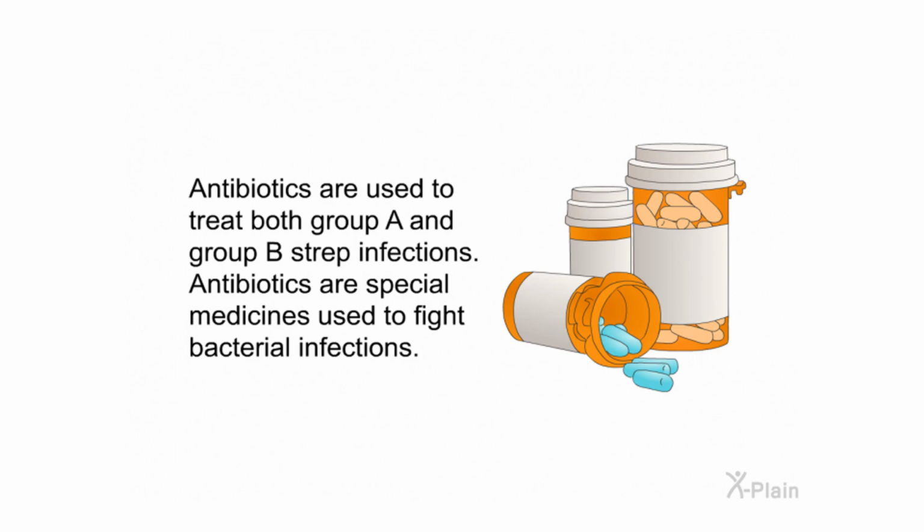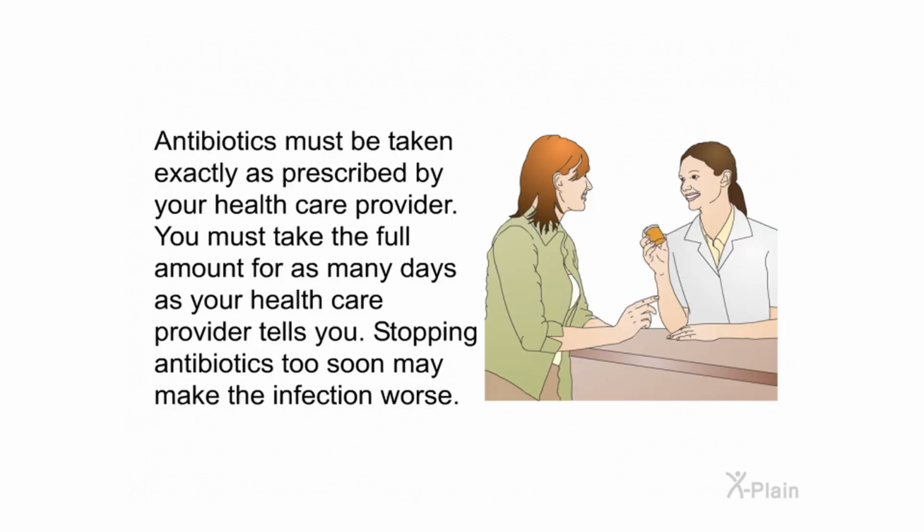Treatment. Antibiotics are used to treat both Group A and Group B strep infections. Antibiotics are special medicines used to fight bacterial infections. Antibiotics must be taken exactly as prescribed by your healthcare provider. You must take the full amount for as many days as your healthcare provider tells you. Stopping antibiotics too soon may make the infection worse.